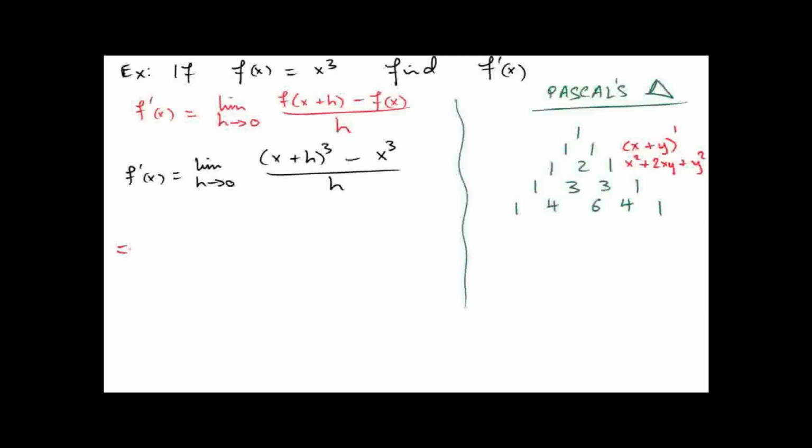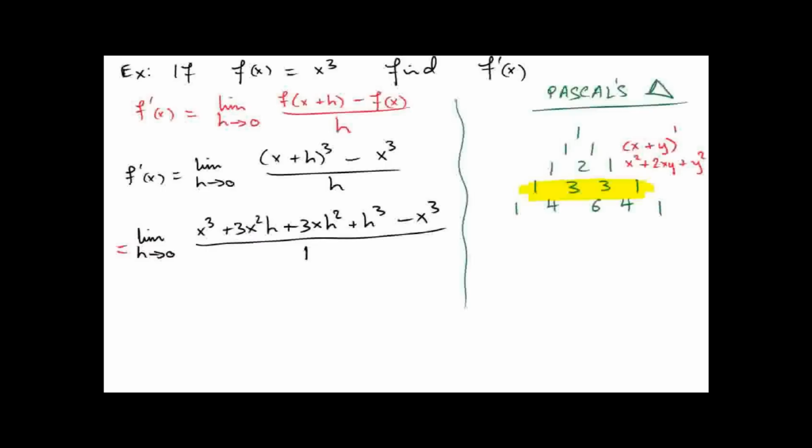So this is going to be equal to the limit as h approaches 0. Now, isn't it going to be 1 times x cubed? Remember now, we're looking at this row here. Right? That's the row we're looking at. So it's 1 multiplied by x cubed plus 3 multiplied by x squared h. Sorry, not y. My mistake. h plus 3x h squared plus h cubed, and then minus my x cubed, all divided by h.